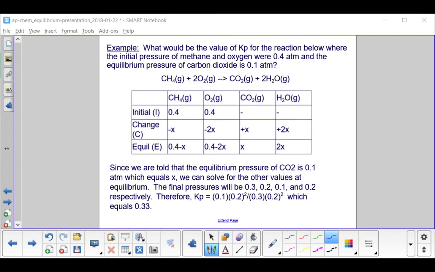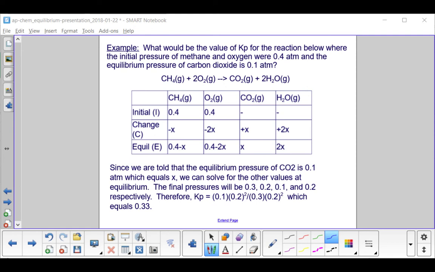All right, let's do another example, but this time with pressures. So what would be the value of Kp for the reaction below, where the initial pressure of methane and oxygen were 0.4 atmospheres, and the equilibrium pressure of carbon dioxide is 0.1 atmospheres? So I start with a balanced reaction. Notice I have oxygen and water both have coefficients of 2. So in my ice table, I start with my initial amounts of methane and oxygen, 0.4 atmospheres.